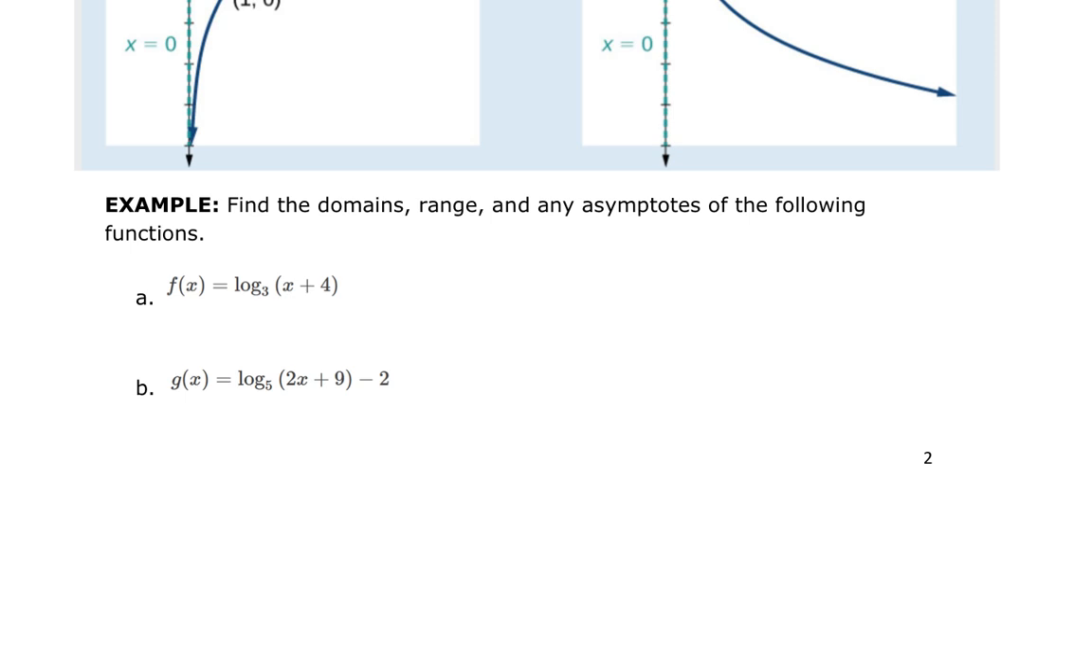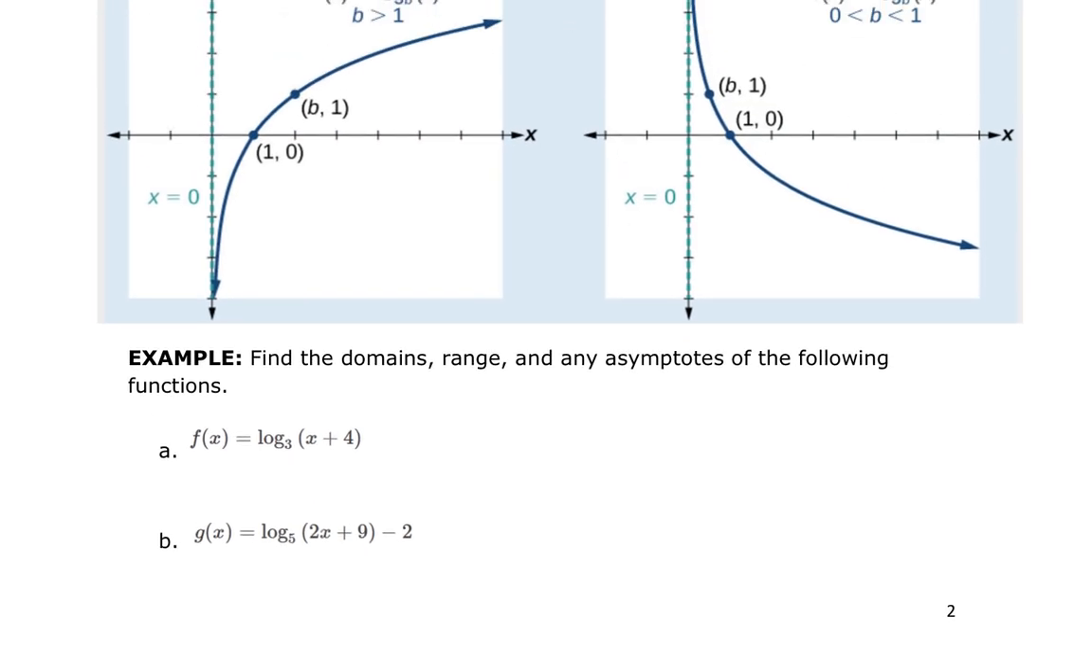So let's talk about what these graphs would look like compared to the original one. The first thing is we notice that b is greater than 1, so it's going to have a shape that looks something like that. And it's also going to go through the point (b, 1).